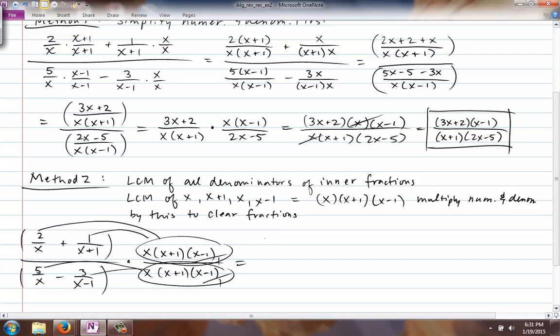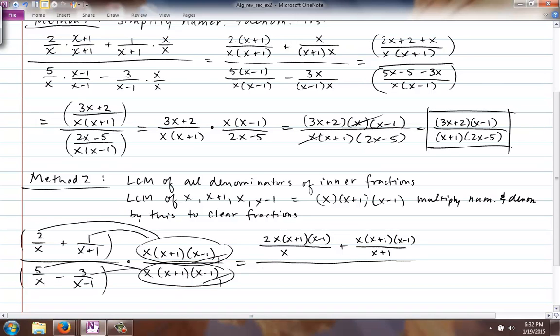So here's what we get. 2x times x plus 1 all over x for the first fraction. Oh wait, I forgot the x minus 1 on the top. There we go. Next fraction, 1 times that whole LCM, x times x plus 1 times x minus 1, then just over the lonely x plus 1. So we're going to be able to clear those fractions now. That's what this is going to do.